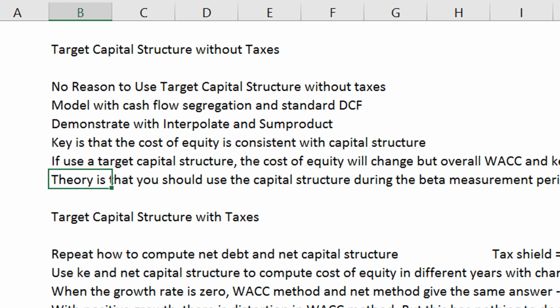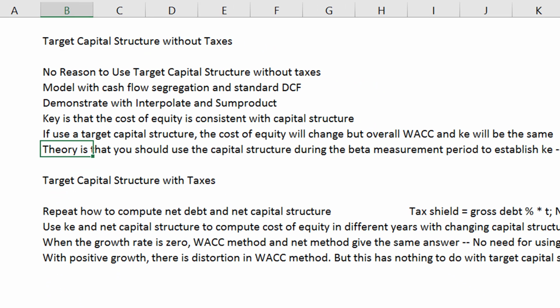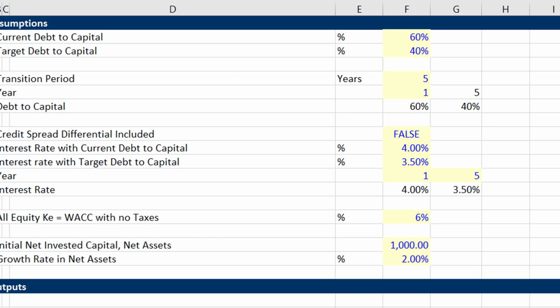And the only theoretical thing to really consider is that the beta on the equity that you measure and then relever and unlever and all that, that beta on the equity better be consistent with the historic actual capital structure. Okay, and when you unlever and relever, it's supposed to go away.